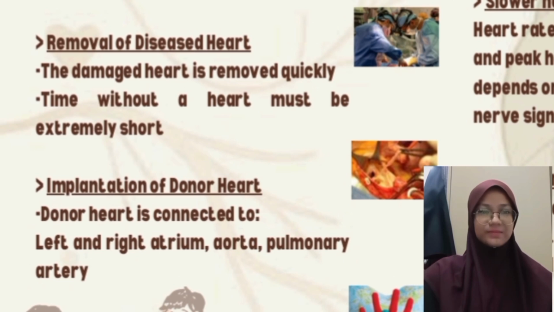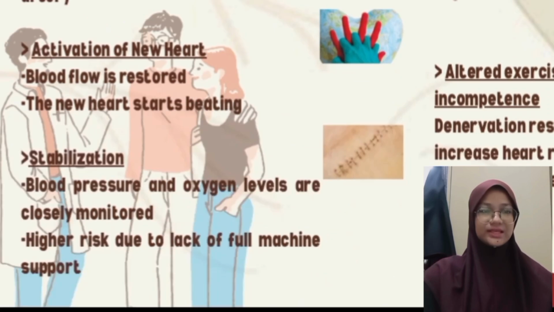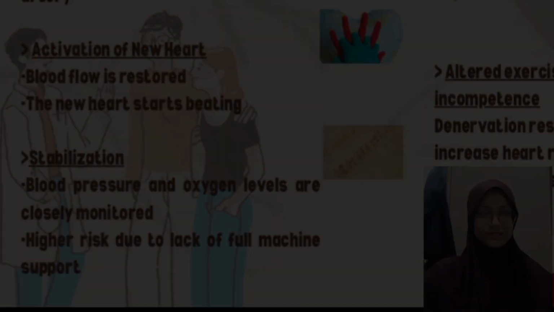Then comes implantation of the donor heart. The donor heart is carefully connected to the major blood vessels, including the left and right atrium, the aorta, and the pulmonary artery. Next is activation of the new heart. Blood flow is restored and the new heart starts beating. Finally is stabilization. The patient's blood pressure and oxygen levels are closely monitored. There may be higher risk because full machine support is not used.